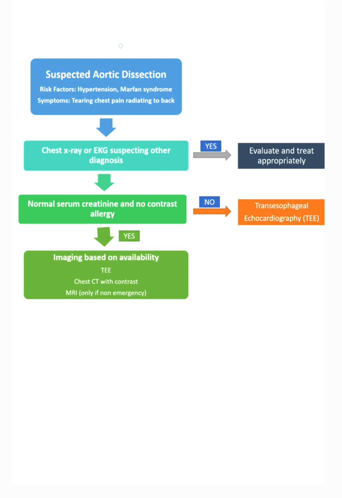When a person first comes with tearing chest pain radiating to the back, we get an ECG. If certain ECG changes are observed, then we treat appropriately. If the ECG is normal, we may proceed with a chest X-ray, which may show widening of the mediastinum, but it is not specific. Some specific imaging tests which may lead to the diagnosis include TEE, transesophageal echocardiography, or chest CT with contrast, and in non-emergency cases, MRI is also used.